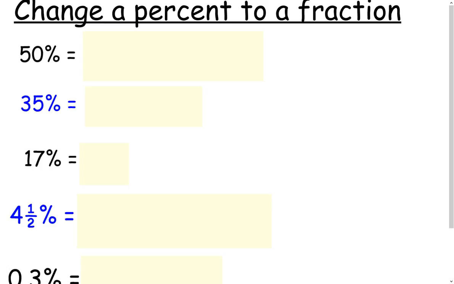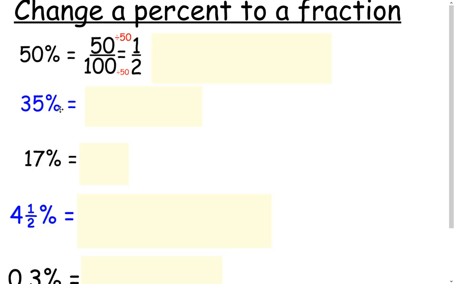If we know that percent means out of 100, then we can take our percent and put it over 100. So put that 0, 0, and the 1 on the bottom. So we take 50, put it over 100, and then we can divide the top and bottom by 50, and we end up with 1/2. You always have to reduce your fraction.